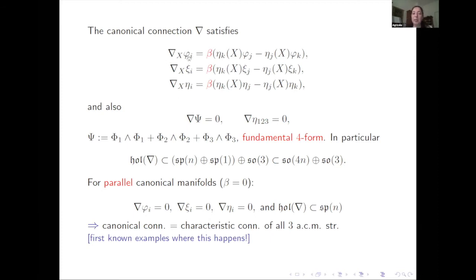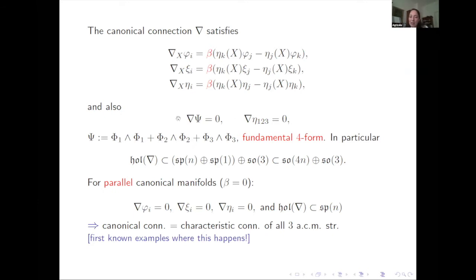The canonical connection satisfies nice equations. You can compute, for example, the derivative under this connection for all structure tensors. And you see, not very surprisingly, that you're going to get a similar kind of linear combinations with, again, a factor beta in front. Furthermore, if you define the fundamental four form as phi one wedge phi one plus phi two wedge phi two and the same for phi three, then this is going to be completely parallel. You can therefore deduce something for the holonomy because you have lots of parallel tensors.